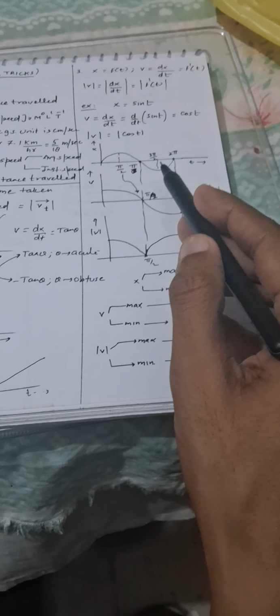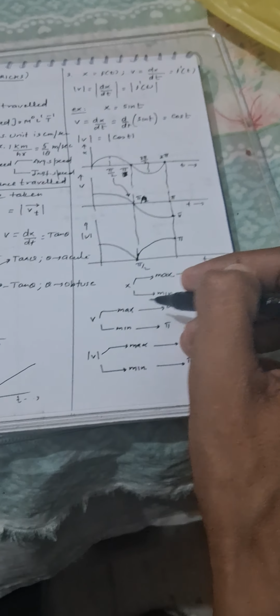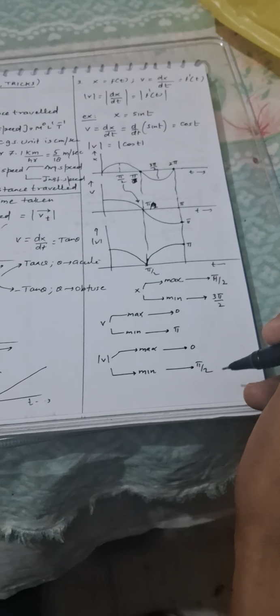If we draw the x-t graph, it will be like this. V obviously is cos t, so the graph of cos is like this, and mod v is just like this. So we can see that x is maximum at pi by 2, minimum at 3 pi by 2. V is maximum at 0 and minimum at pi, whereas mod v is maximum at 0 and minimum at pi by 2. So these are the analyses which can be made from these.